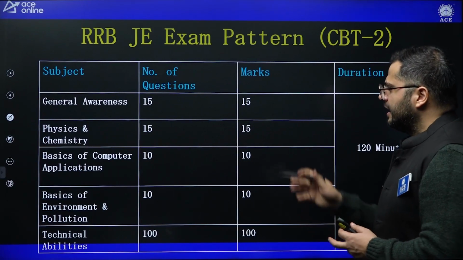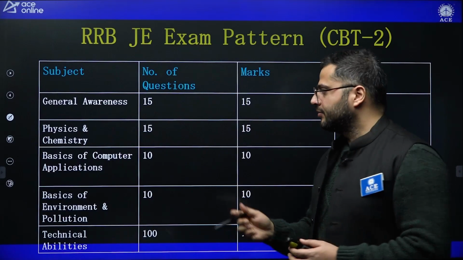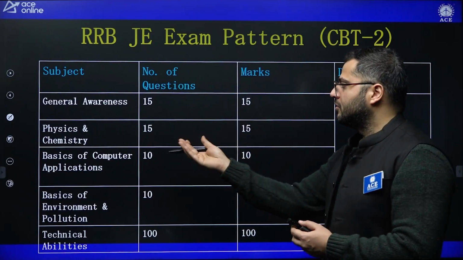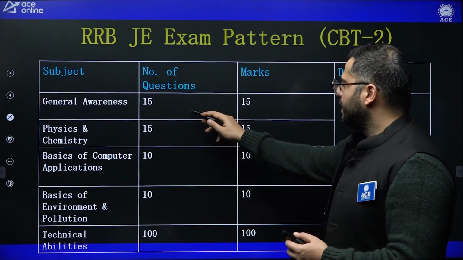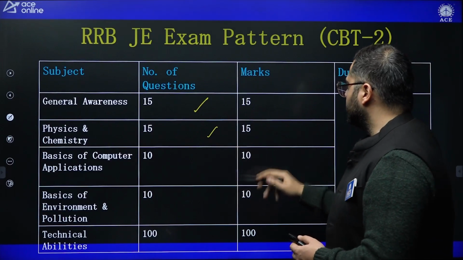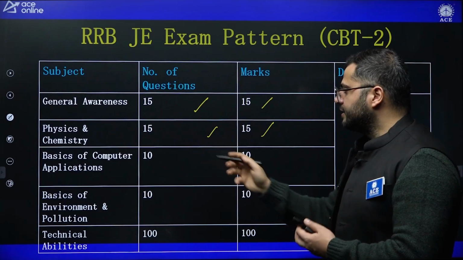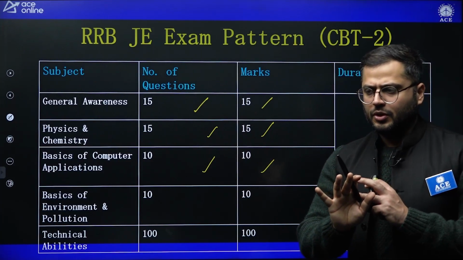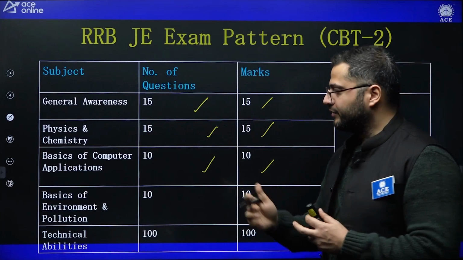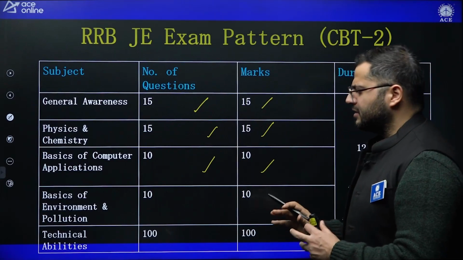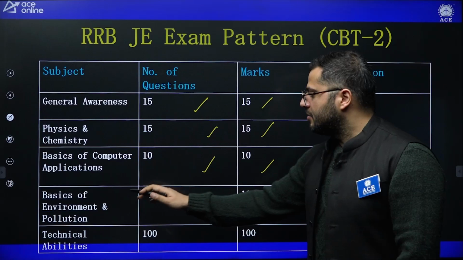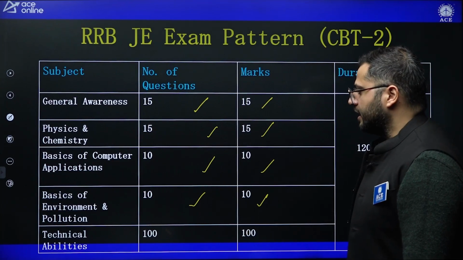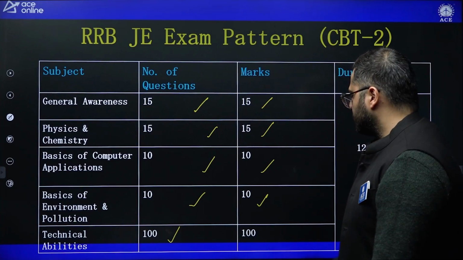After that, CBT 2. In CBT 2, general awareness is asked once again, and physics and chemistry. Previously it was mentioned as general science, but over here it is physics and chemistry. 15 questions in each of them, so 15 and 15 marks. Basics of computer application, 10 questions, 10 marks. Very easy, you are not required to study extra for basics of computer application. I'll show you the syllabus also. Basics of environmental pollution, number of questions will be 10 and 10 marks again. And technical abilities, 100 questions, 100 marks.